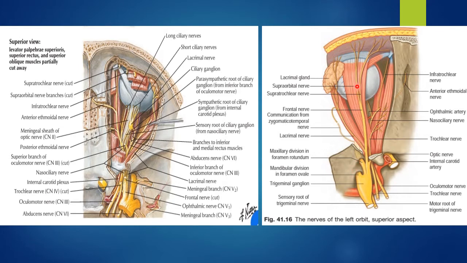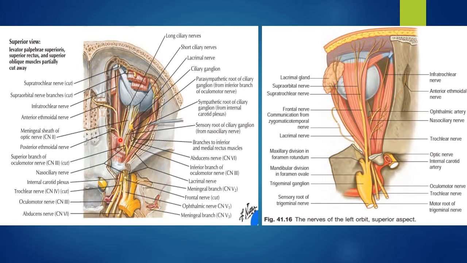This one is a frontal nerve which divides into supratrochlear and supraorbital nerves. This one is a lacrimal nerve, and in this diagram we can see the nasociliary nerve. Nasociliary nerve enters the bony orbit through the superior orbital fissure. Then it crosses the optic nerve from lateral to medial side and runs along the medial wall of the bony orbit. During its course, it gives a communicating branch to this ciliary ganglion.